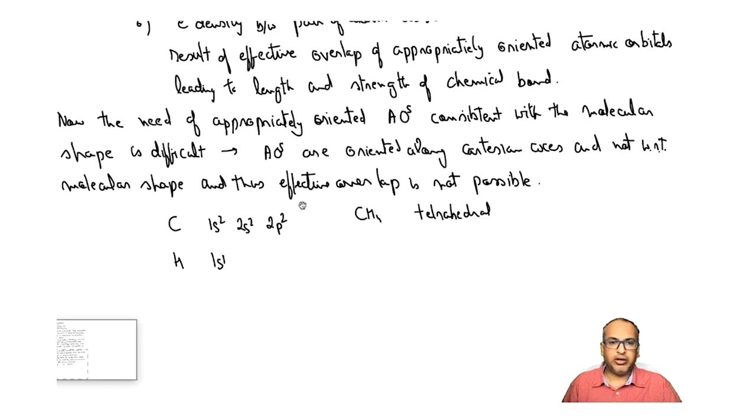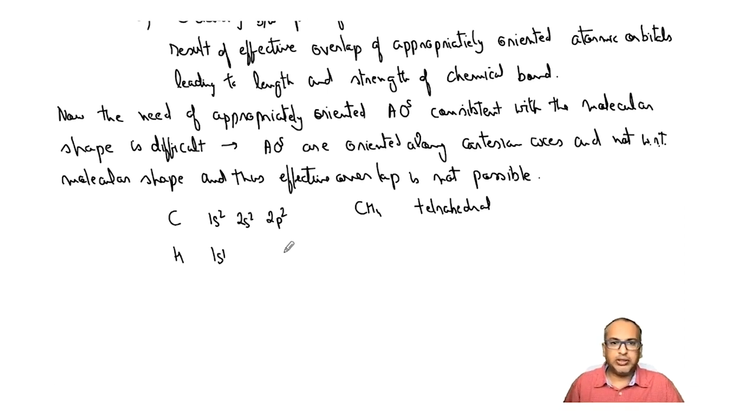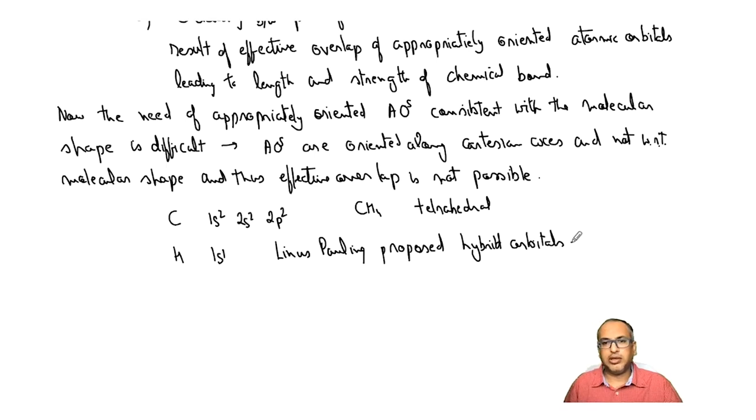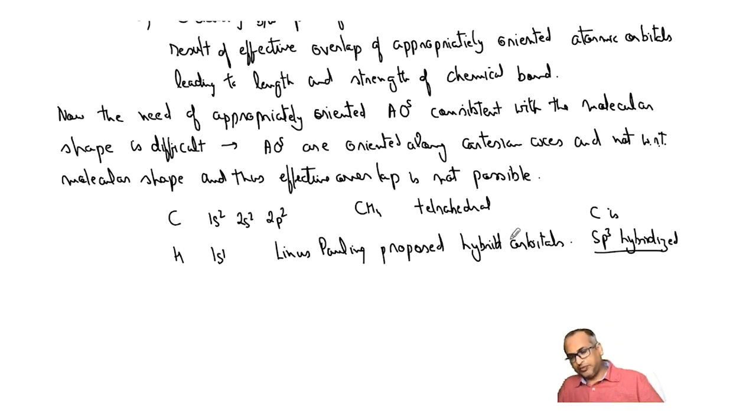So now what do we do? What is the solution for this? Linus Pauling actually came up with a solution, and he proposed hybrid orbitals. Like we have learned how carbon is sp3 hybridized in CH4, right? So carbon is sp3 hybridized, leading to a tetrahedral shape, and carbon is sp2 or sp hybridized in other molecules, right? So there is a concept of hybridization where atomic orbitals mix and match, leading to formation of hybrid orbitals, which are now equal in energy, and thus they interact with the atomic orbitals of hydrogen, leading to formation of tetrahedral shape, right?